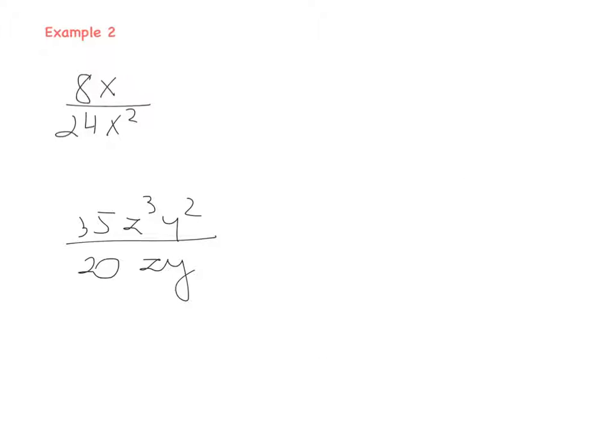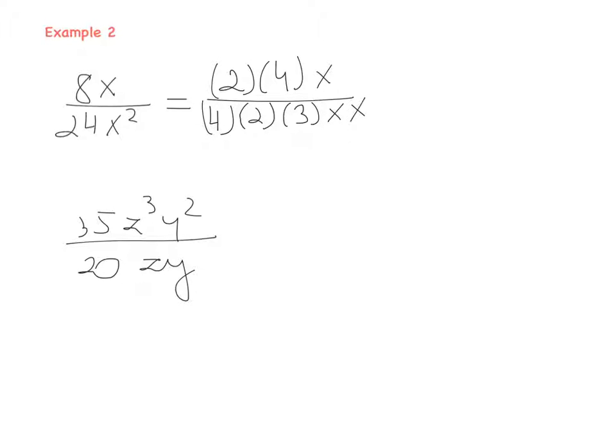Okay, and now we have example number 2. So look at the first fraction. Okay, so first step, break them down. So let's start. 8x we can write as 2 multiplied by 4 and x, all over 24. So we can write it as, let's say, 4 multiplied by 6, and then we can break down 6 as 2 and 3, okay? And then x squared, x multiplied by x, okay?